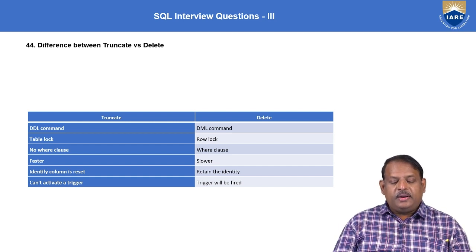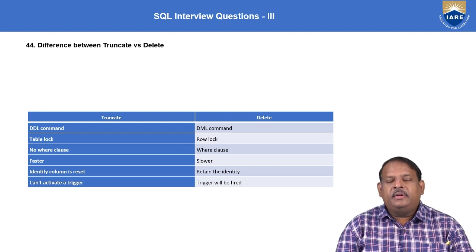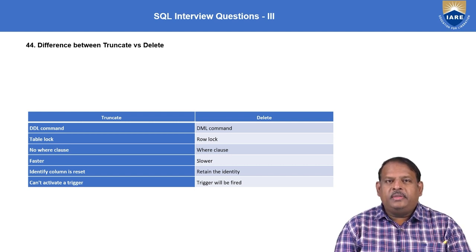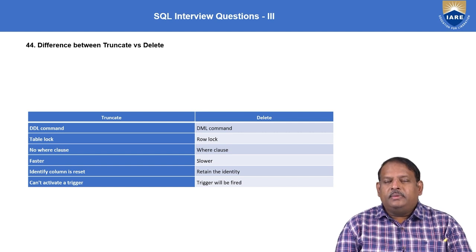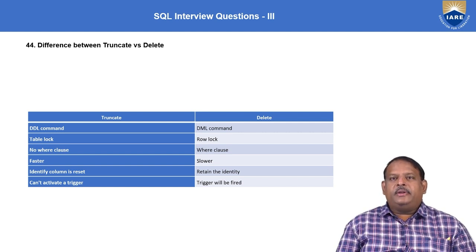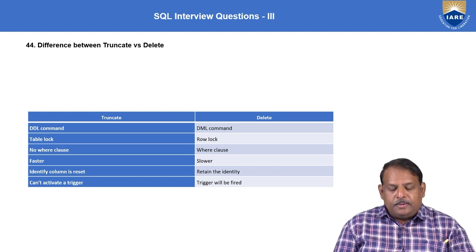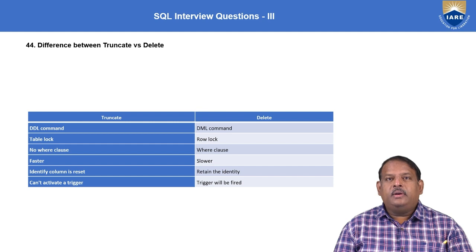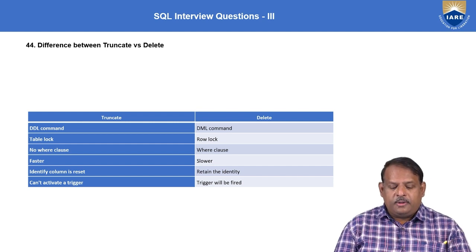First, truncate is a DDL command. DDL is a data definition command. Apart from truncate, we also have drop and alter in the DDL. In the same way, delete is a DML command. In DML, we have data manipulation commands like insert, update, and delete. Also, truncate is a table lock, whereas in the delete, it is a row lock.